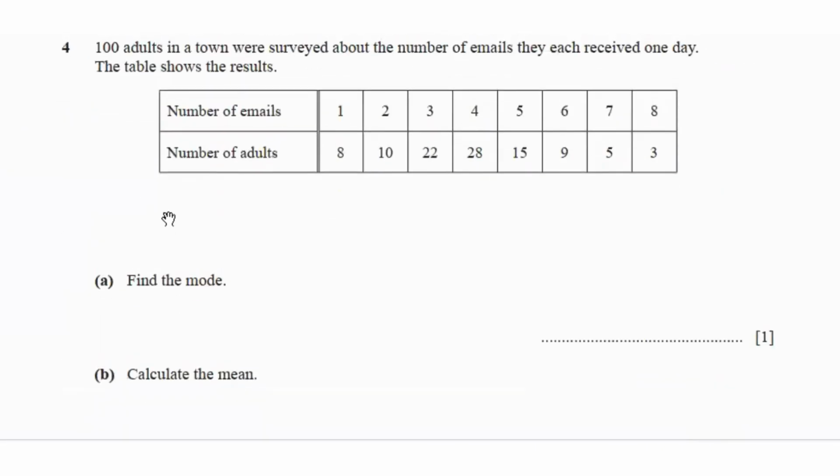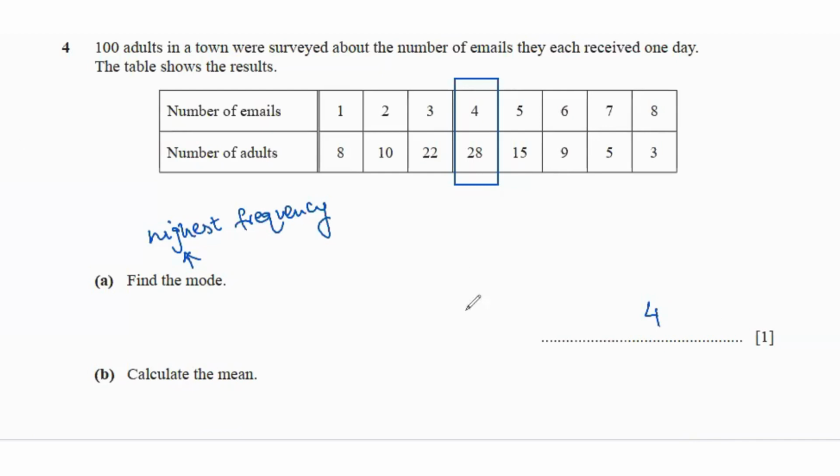Question 4 says that 100 adults in a town were surveyed about the number of emails they each received one day. The table shows the results. Find the mode. So mode is basically your highest frequency. So highest frequency over here is 28, which means mode value is going to be 4.